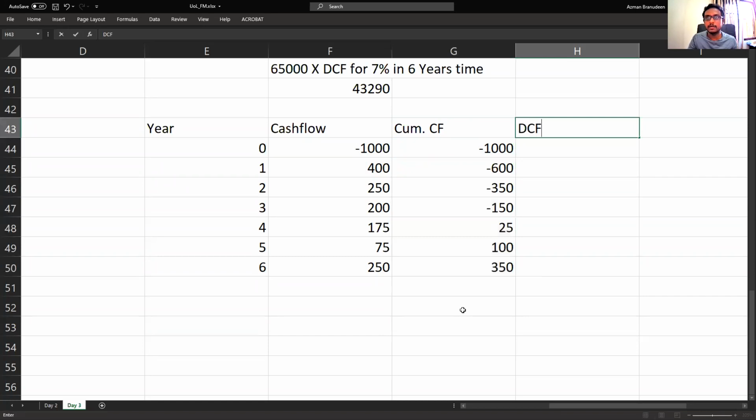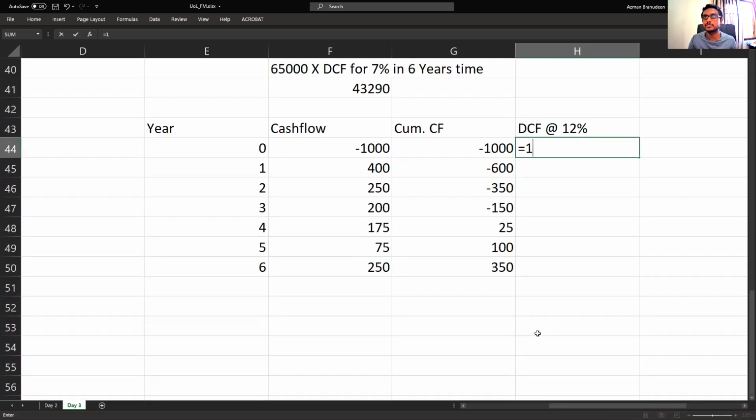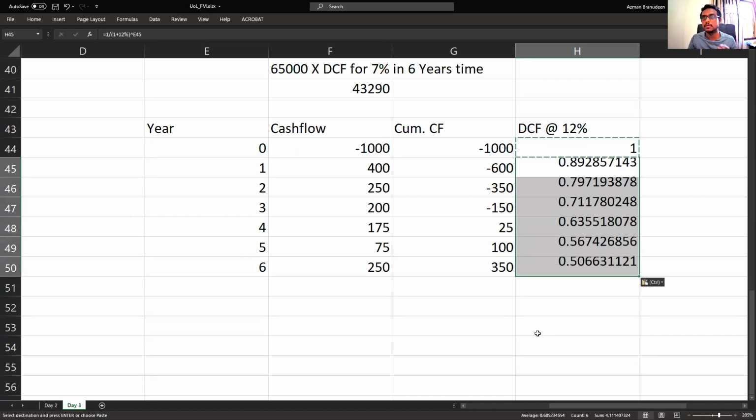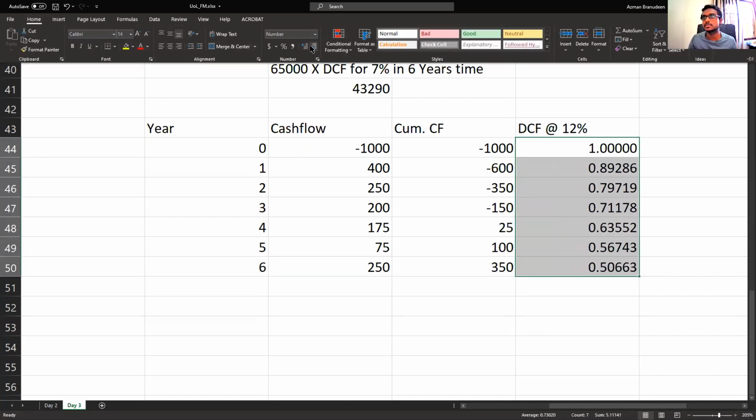But I need my discounting factor at 7%, at 12%. So I suppose what I'll have to do is 1 divided by 1 plus, I can get it from the PV table, 1 plus 12% to the power n. Okay, there we go. We have the present values.